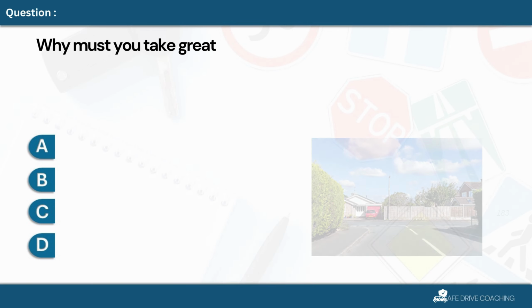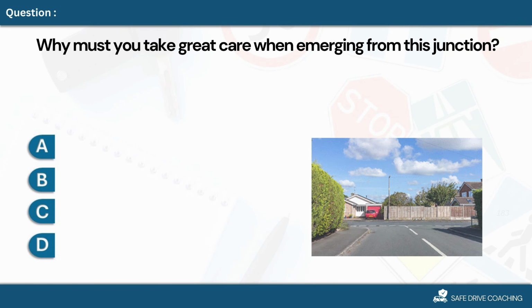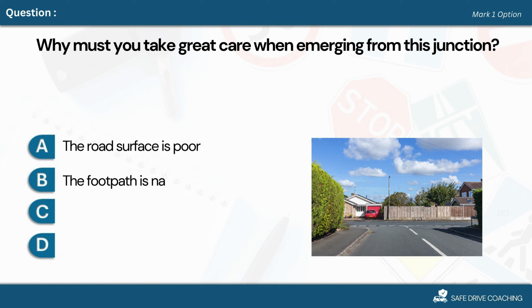Why must you take great care when emerging from this junction? A. The road surface is poor. B. The footpath is narrow. C. The curbs are high. D. The view is restricted.